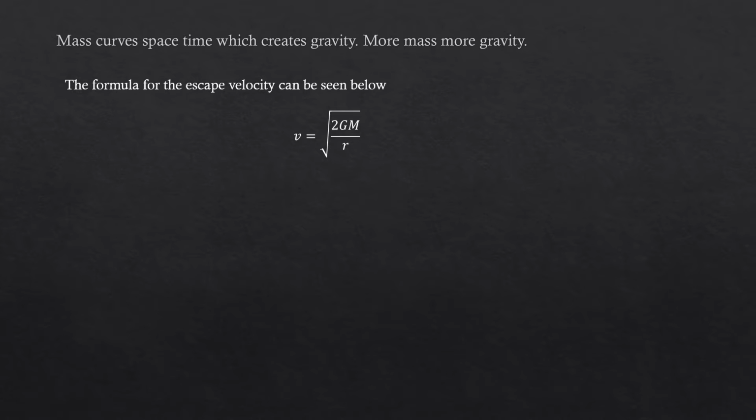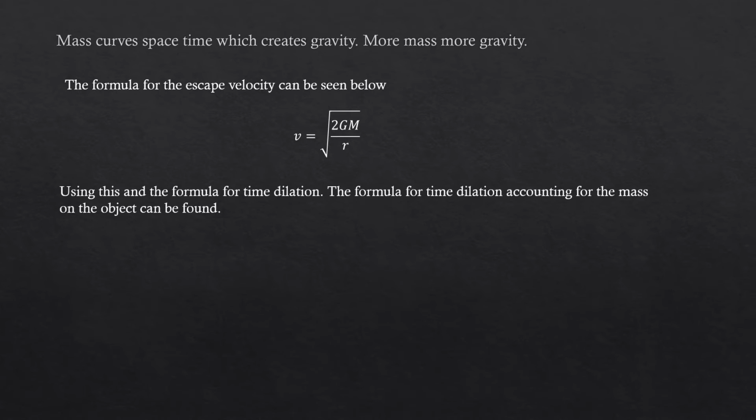So we've got to account for this in our time dilation formula. Using this and the formula for time dilation, the formula for time dilation accounting for the mass of an object can be found. I'm going to rearrange my formula up here. I'm going to square both sides, and that gives me v squared equals 2 times Newton's gravitational constant times the mass, all over the radius. Then I've got this formula here. All I've done is rearrange it: I've multiplied both sides by the square root of 1 minus v squared over c squared to get this expression here.